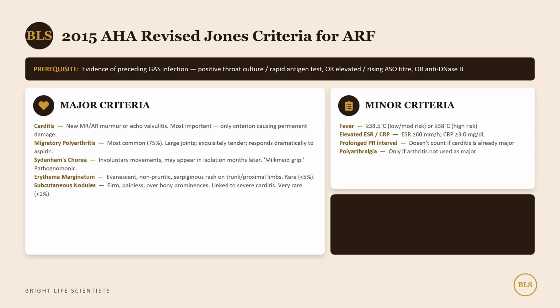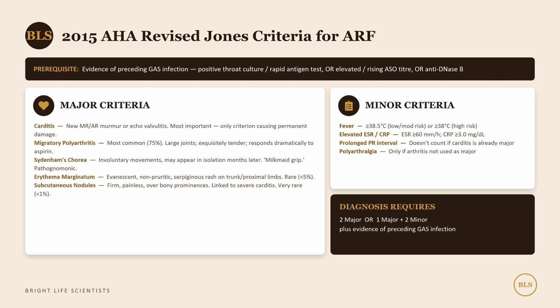So how are you going to use these? After assessing your patient, after taking your history, examination, and doing some investigations, you try to find out which of these the patient has. The patient may not have all, but you just need at least two major criteria, or one major plus two minor, to make our diagnosis.